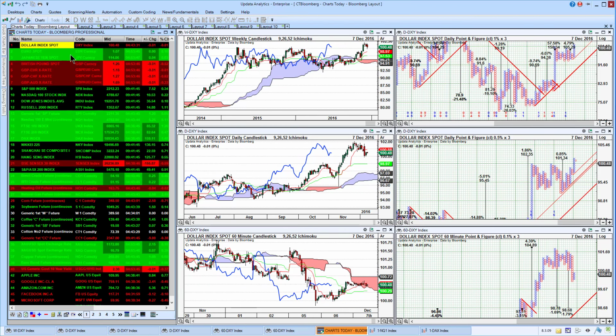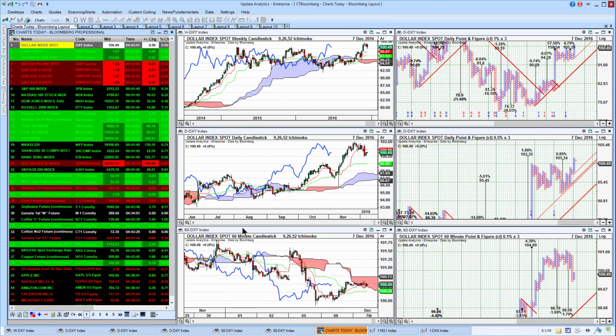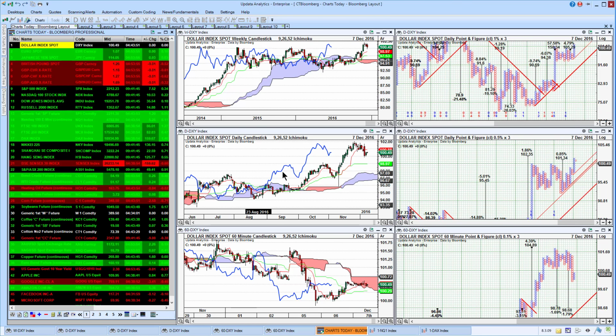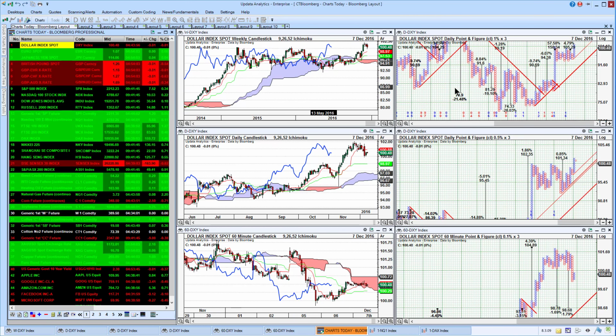We start by looking at currencies, then we'll look at some stock markets around the world, some commodities, and we'll finish last of all with some stocks. And we start with the dollar index. This is the basket for the dollar: weekly, daily, and 60-minute chart. So this is my long-term view, my medium-term view, and my short-term view.